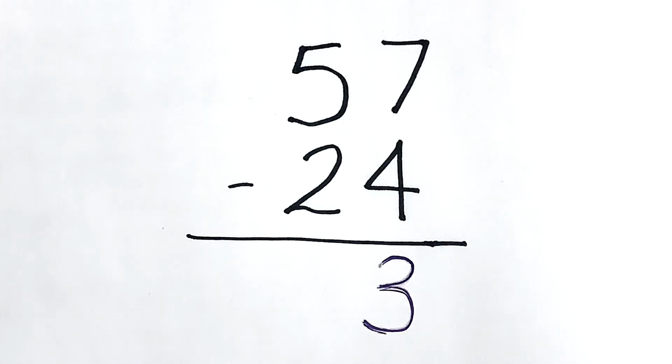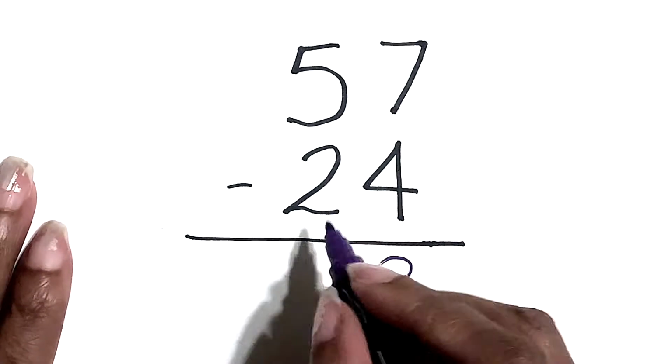Now we finished solving the math problem on the right side. Now we're going to solve the math problem on the left side. Now we're going to subtract 2 from 5. So what is 5 minus 2? Well, 5 minus 2 is 3.